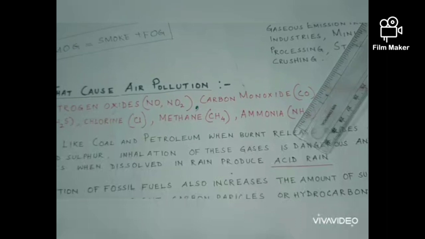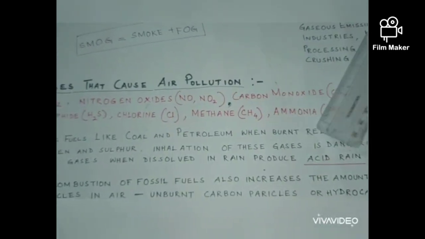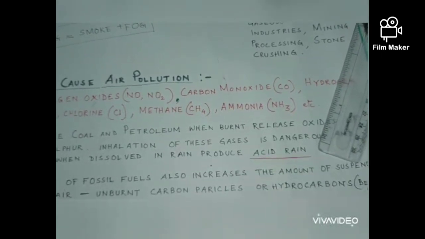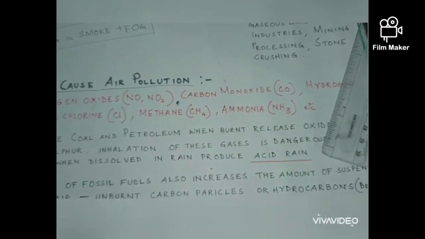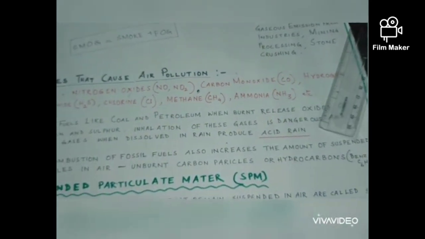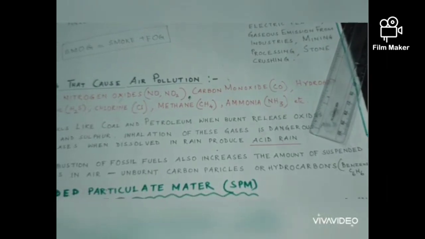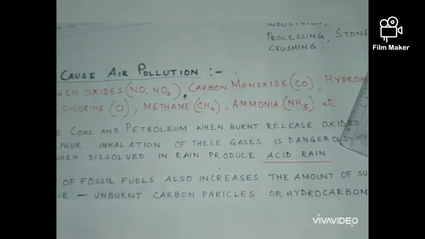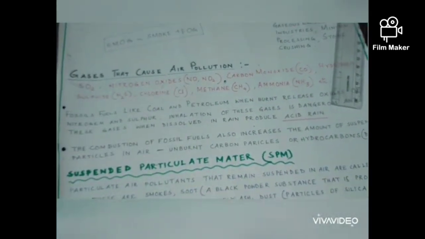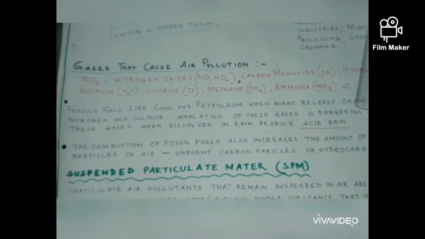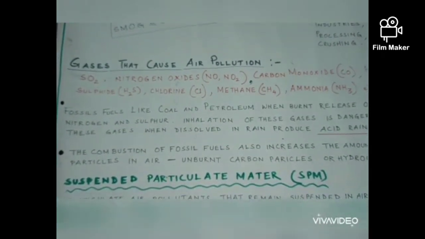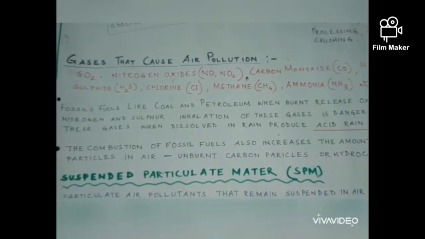These gases, when dissolved in the air, will produce acid rain, because SO2 and NO2, when they react with water vapor present in the air, produce sulfuric acid, H2SO4, and nitric acid, HNO3. These, when mixed with the rain, cause acid rain. When acid rain washes down into the soil, it will kill the useful microorganisms present in the soil, and it will change the soil chemistry.